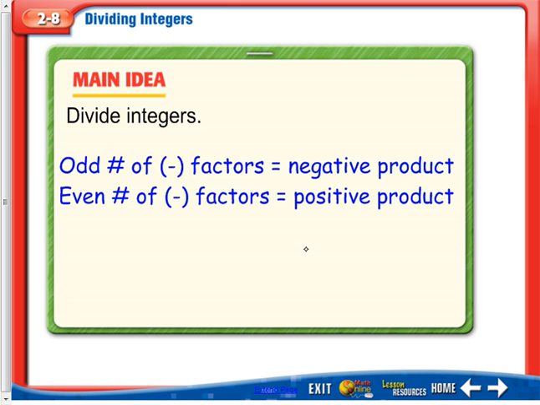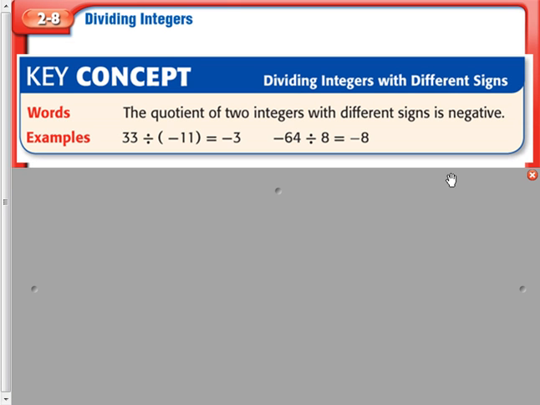All right, so now dividing, it's the same rules as multiplying. If there's an odd number of negatives, we'll have a negative product or quotient. If there's an even number of negative factors, we'll have a positive product or quotient. Okay, the word quotient is the word that we use for division. Product is multiplication.